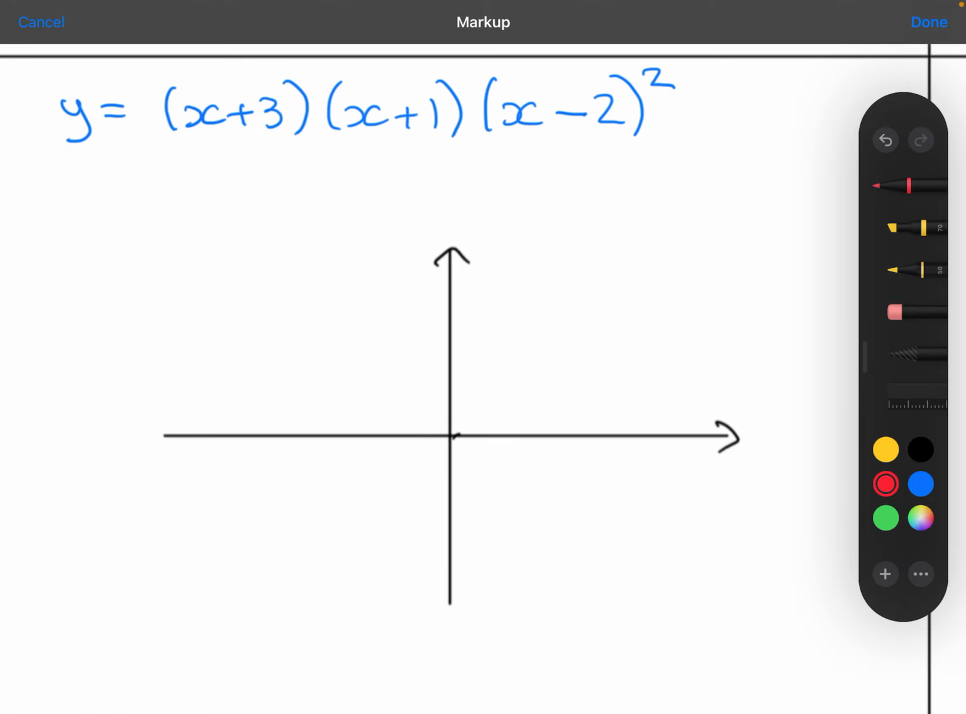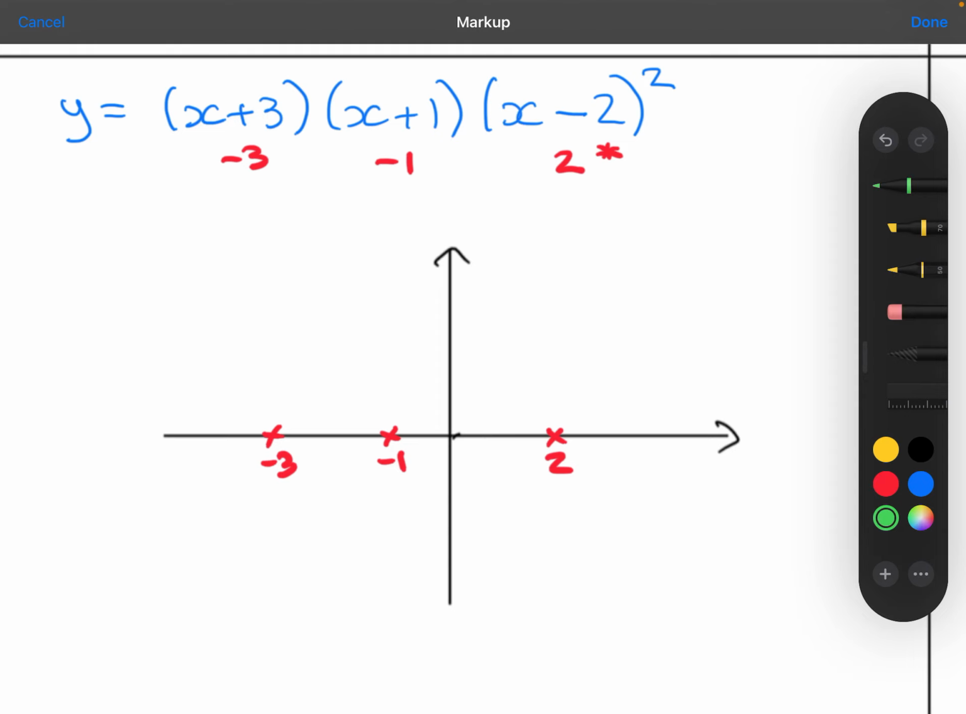We've got roots at -3, -1, and 2, and note that this 2 is a repeated root. So I'm just going to put a little star next to that, because that means it's not going to go through the x-axis at that point. It's going to bounce off and go back. So we've got -3 is roughly here, -1 is there roughly, 2 is over here.